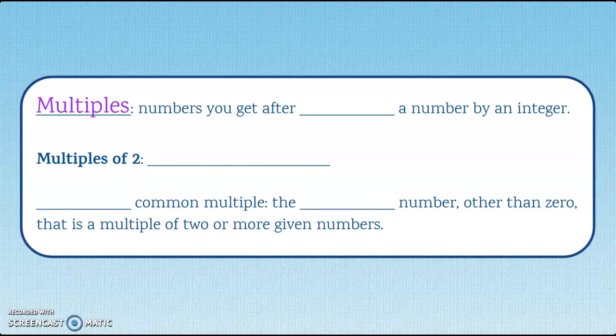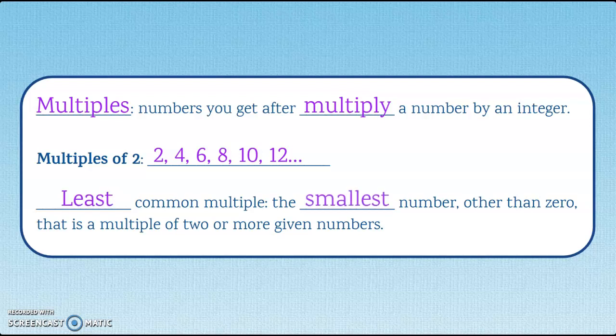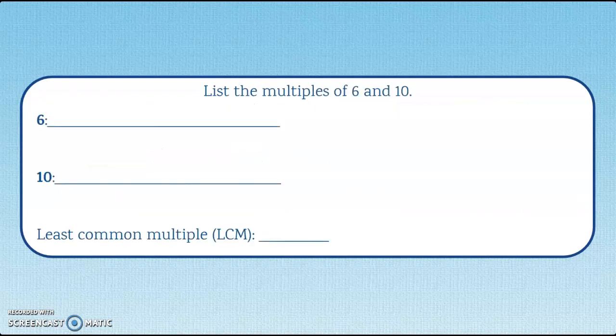Multiples are numbers you get after you multiply a number by an integer. For example, the multiples of 2 are 2, 4, 6, 8, 10, 12, and so on. The least common multiple is the smallest number other than 0 that is a multiple of 2 or more given numbers. So let's look at example number 1.